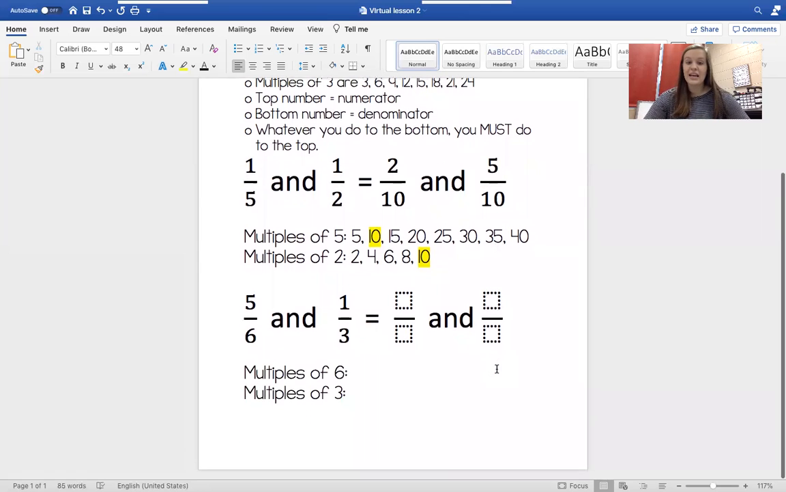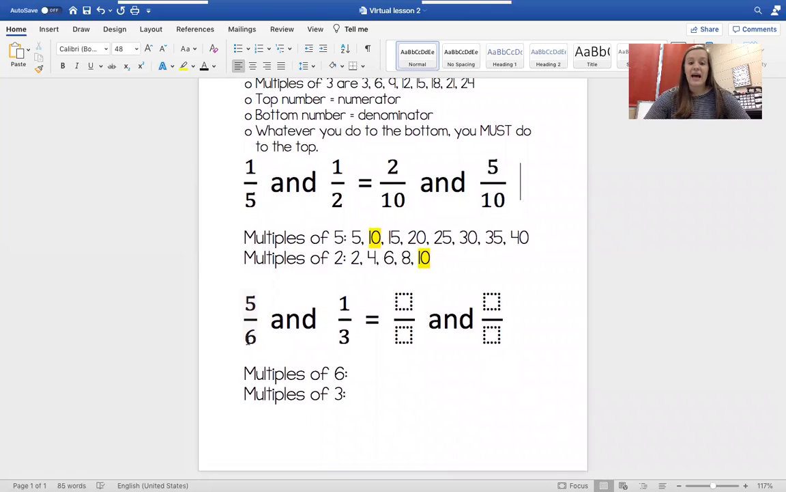So we're going to do one more together. We have 5/6 and 1/3. So what is our first step going to be? To find the common denominator. And in order to find the common denominator, we are first going to list the multiples of our denominators. So let's start with 6.